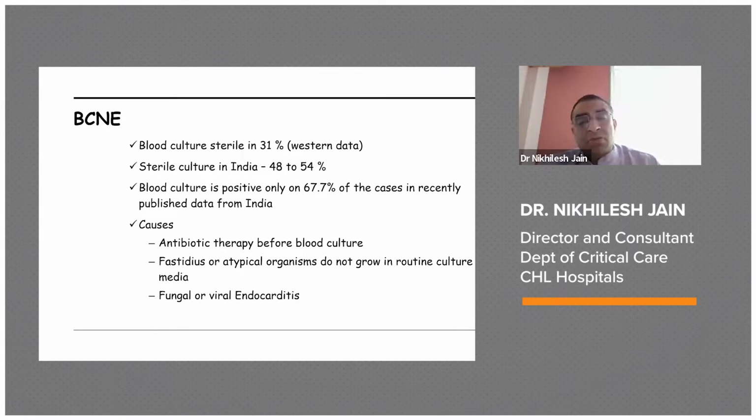Common causes for this would include antibiotic therapy before blood cultures are actually done. Then you have endocarditis secondary to fastidious or atypical organisms which do not grow in routine culture media. And you have fungal or viral endocarditis.